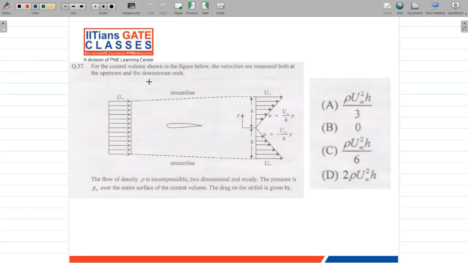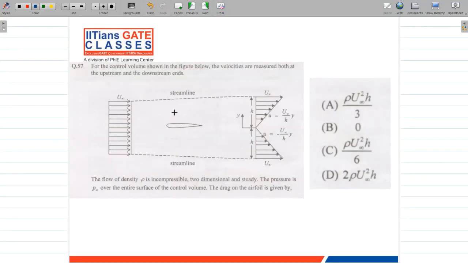So what they're telling us is that for the control volume shown in the figure below, the velocities are measured both at the upstream and the downstream end. So they are giving us a control volume like this. Inside the control volume, you have an airfoil. And at the inlet of the control volume, you have a uniform free stream. At every height, the velocity of the free stream is u infinity.